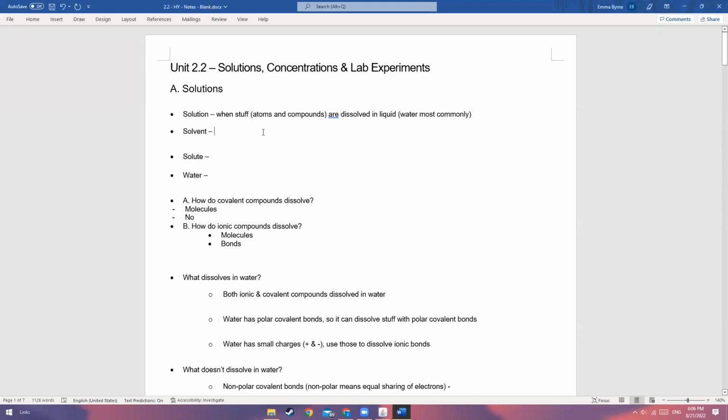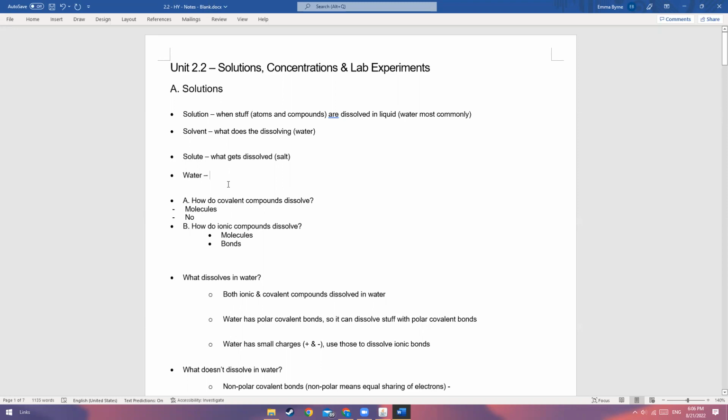The solvent is what does the dissolving. So in the example I just gave, it would be the water. And the solute is what is getting dissolved. A good example might be salt. As you can imagine, you usually would have more solvent than solute in order for that salt to be dissolved within the water.